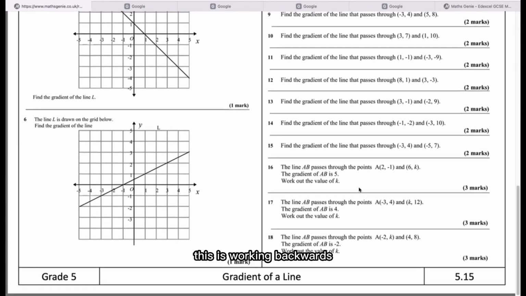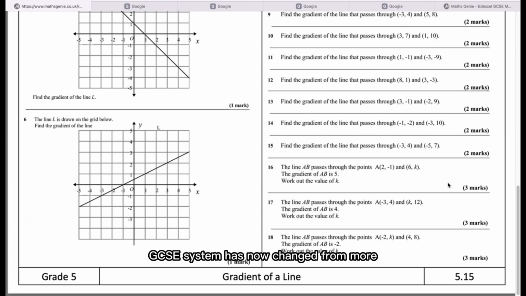And then over here, this is working backwards. Given the gradient, you have to do a little bit of rearranging, a little bit of changing the subject, and you will be able to get the answer for these 3 things, because we're working out what the coordinate is. So it's basically reversing the question, but it's a little bit more of application knowledge.